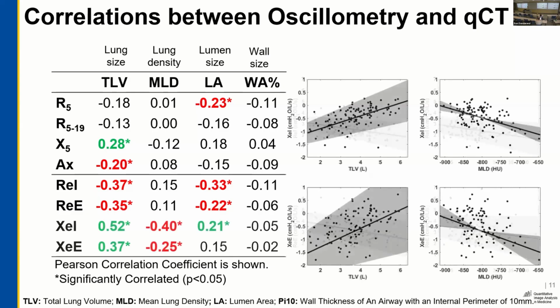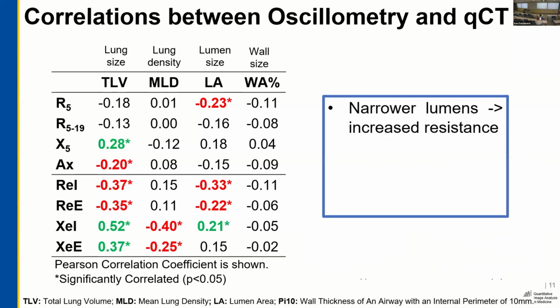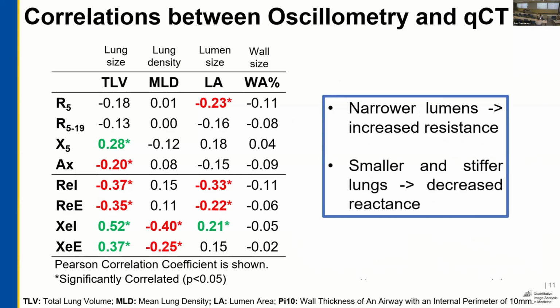And then when we look at reactance, we now see mean lung density be a player as well. Increased reactance at both inspiration and expiration was correlated with bigger lungs, and a higher density in the lungs was correlated with a decreased reactance. So to summarize, essentially, smaller lumens increased resistance. I think you guys made it clear from the seminar. That makes sense. And then with smaller and more dense or stiffer lungs, we saw decreased reactance.